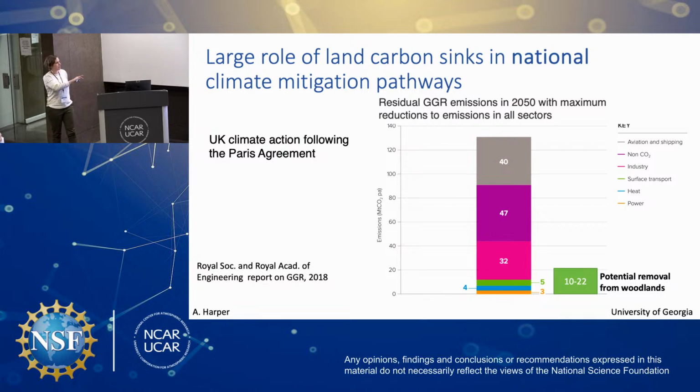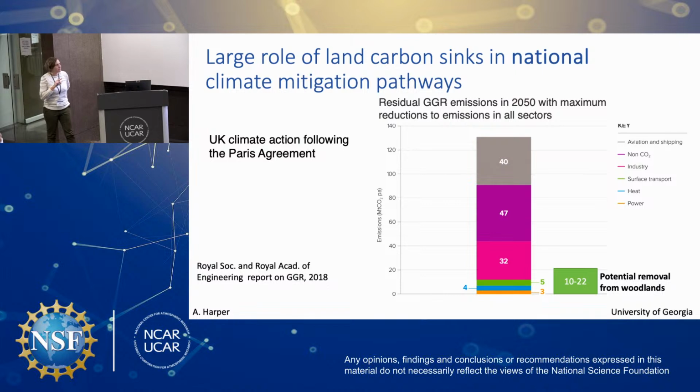And they came up with 130 million tons of CO2 emitted each year, even with really aggressive emissions reductions, just because some sectors are more difficult to mitigate than others. So that means that's the amount of CO2 that needs to be removed from the atmosphere each year to meet net zero. And so one question is, how much could woodlands play a role in this? So that's a motivating factor for one project that I'm on that I'll talk a bit about.